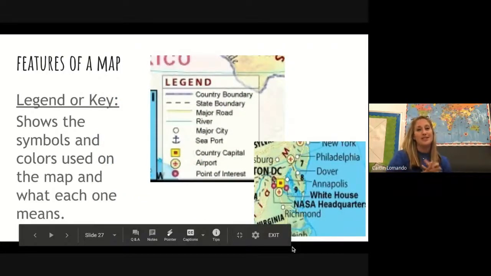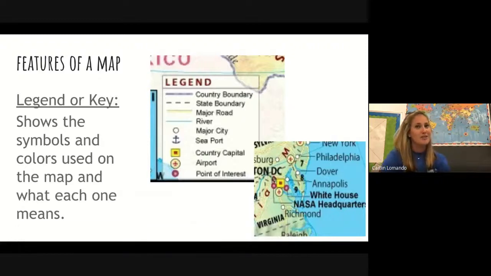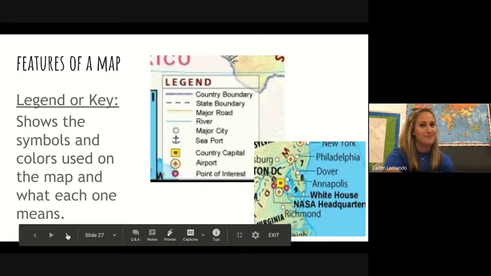So perhaps you notice that there is a key or a legend on this map. A key or a legend of a map shows the symbols and colors used on the map and what each one means. On this map, we can see that a dark blue line is a country boundary, that a yellow square with a red square inside is a country capital, that a seaport looks like a little anchor. So it's really important when reading maps to look at the key or the legend so you know what all of the symbols on a map mean.